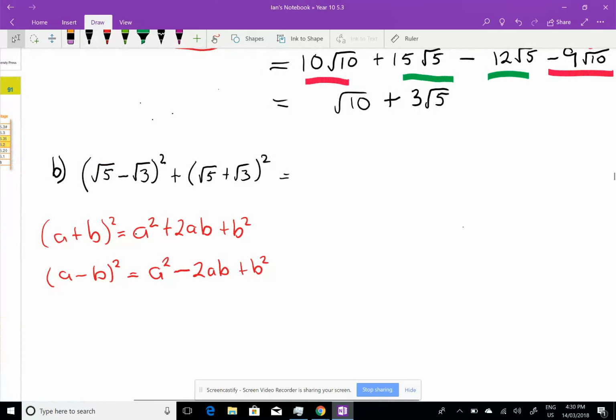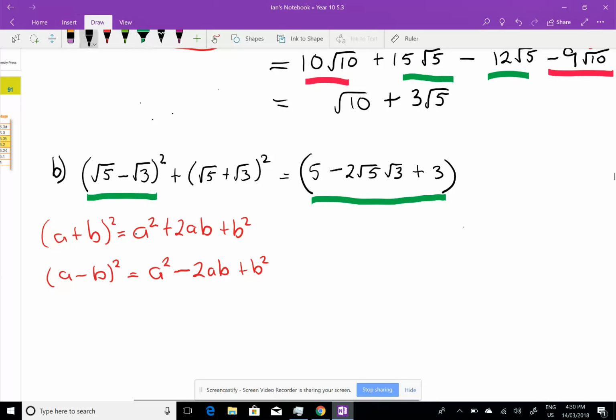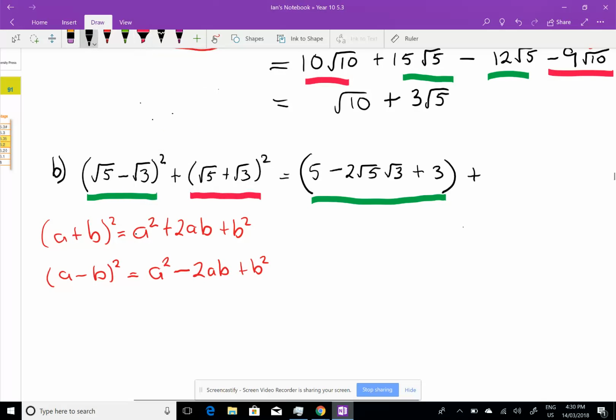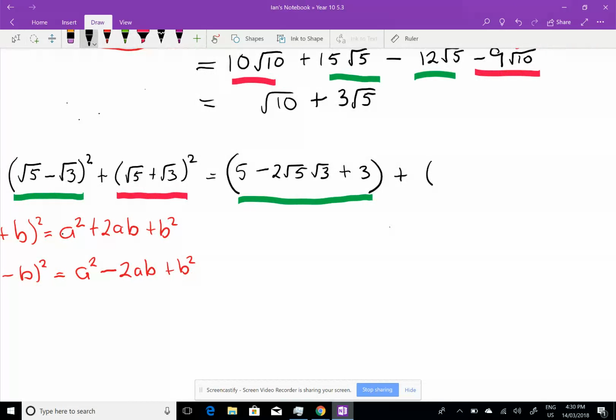And what have we got? Root 5 squared is 5. I'm going to put this first thing in brackets. I'm just going to do the expansion of this. 2 times everything, and it's minus 2 root 5 root 3. Plus the last thing squared, and root 3 squared is 3. And that is the expansion of the first bit. Then I've got a plus, and now let's do the expansion of the second bit. What have I got? The first thing squared, 5, plus 2 times everything, 2 root 5 root 3, plus the last thing squared, 3. And that is the expansion of the second bit.